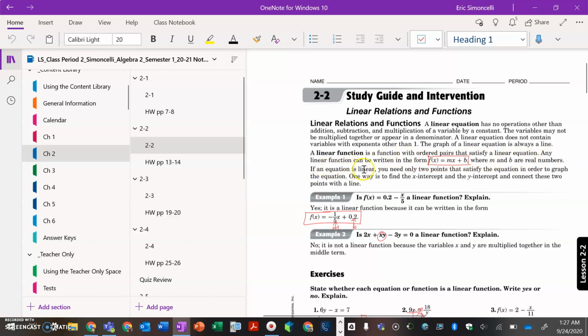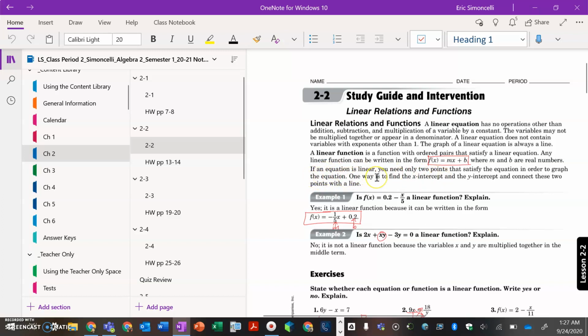And a linear function can be written in the form, as you recall, f of x equals mx plus b, or y equals mx plus b. M and b are real numbers. And you remember, hopefully, y equals mx plus b speaks to m as your quote-unquote slope, which we'll dig into later, and b is your y-intercept. They describe that a little bit in the next sentence or two here.